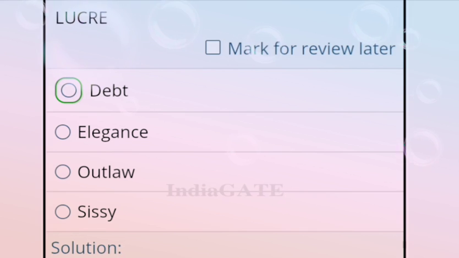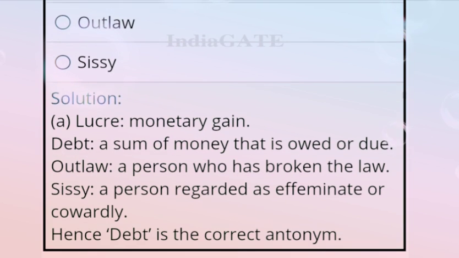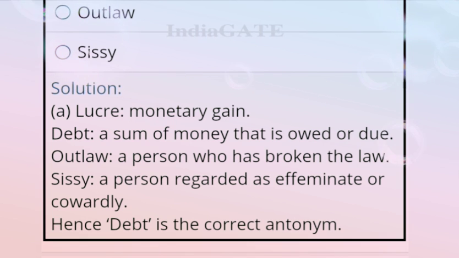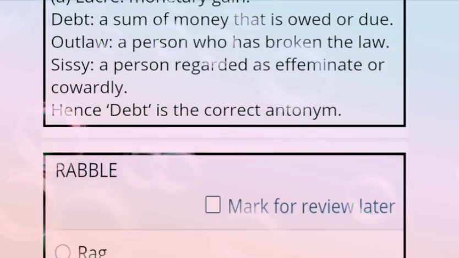The antonym for this word is depth. Why? Because here learn is the basis of mandatory gain, and depth is some amount that is owed. An outlaw is a person who has broken the law, and the other option represents a person regarded as effeminate or cowardly. So depth is the correct antonym.